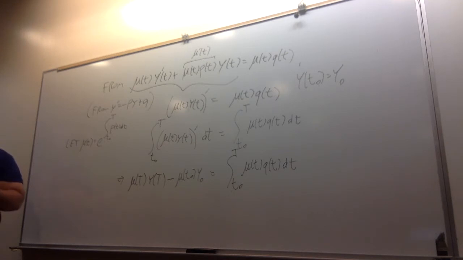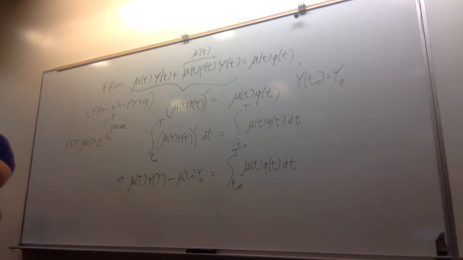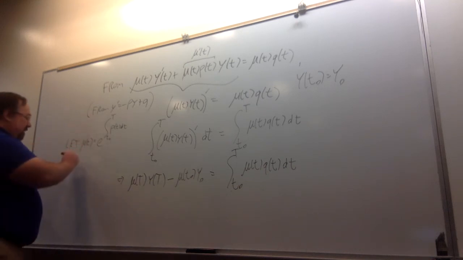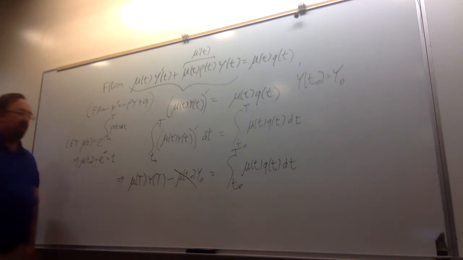I'm integrating from t naught to t naught. What is that? 0. Because if I plug in t naught up here, I have the integral from t naught to t naught. The integral from one limit to the same limit is 0. So I have e to the 0. So mu of t naught is e to the 0, which is 1. So now I can ignore that, I just have a 1 there.